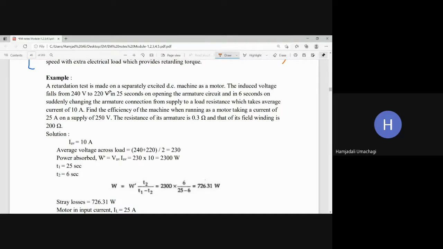And what is the time taken to reduce that voltage from 240 to 220 volts? Time taken is 25 seconds, and that is on opening the armature circuit. On opening the armature circuit means what? Disconnecting the motor from the power supply.